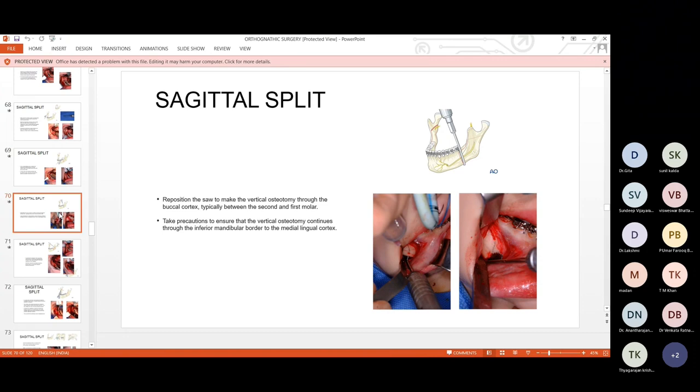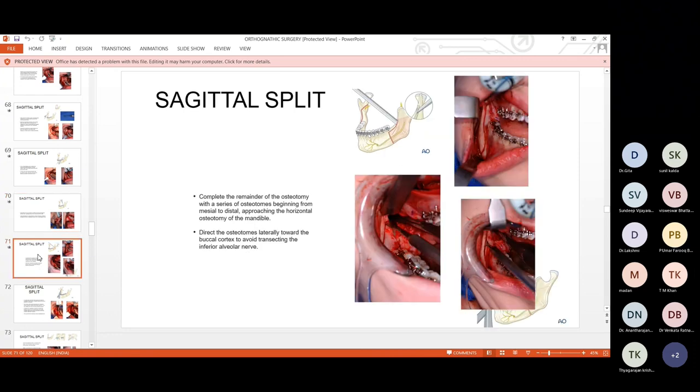So you can see that the lower cut is made now. The inner cut is made here, the oblique cut is made here, and then the lower cut is made near the last molar tooth going up to the border of the mandible there. You can see there very clearly. Ensure that the vertical osteotomy continues through the inferior mandible border to the medial lingual cortex. Otherwise, the split will not happen properly.